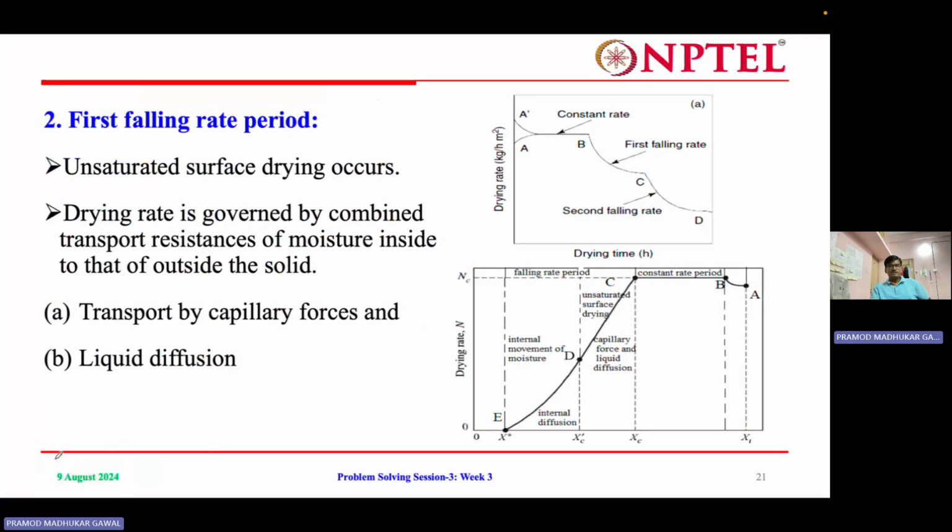In the first falling rate period, C to D, the unsaturated surface drying occurs. So drying rate is governed by the combined transport resistance of moisture inside and that of the outside of the solid. The transport is by the capillary force and the liquid diffusion. So here are two mechanisms of transport of the moisture inside the solid.